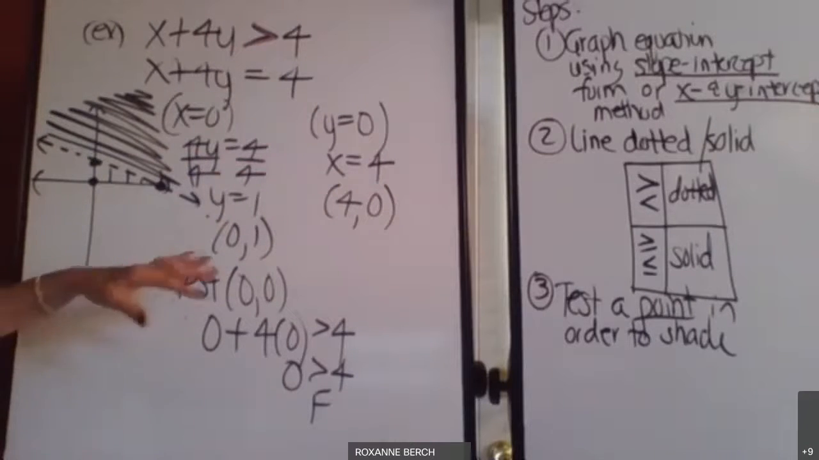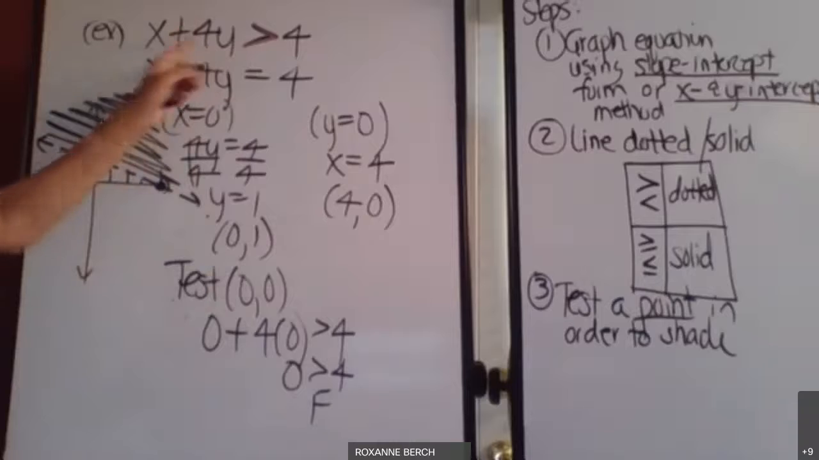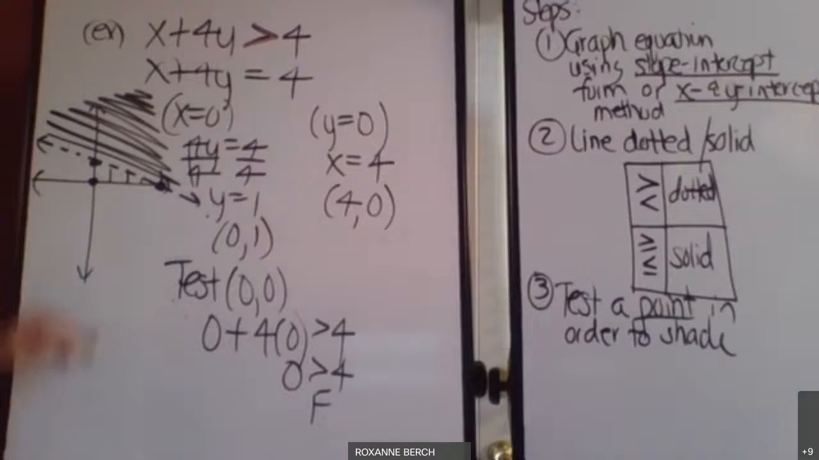Then you're going to test a point. Pick any point you want, just don't pick it on the line. So I picked 0, 0. So when I tested 0, 0 to this, I got a false statement. False means don't shade it. So don't means that none of these work. It's going to mean those work over there. Okay, any questions about this method? I'm going to do slope-intercept form now.